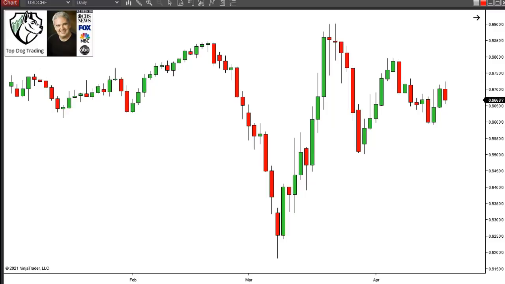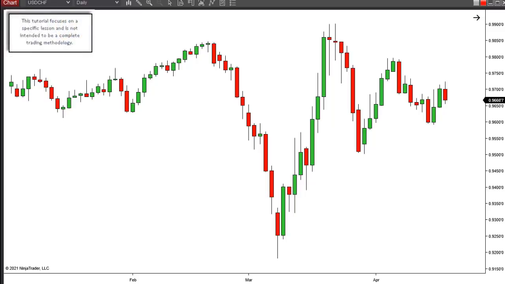Okay, so let's talk about one of the common problems of triangles. Primarily, I've been taught, at least back in the olden days, that symmetrical triangles can break either way, up or down. Descending triangles tend to break down. Ascending triangles tend to break to the upside. And I don't find things to be that simple anymore. Maybe they were once.